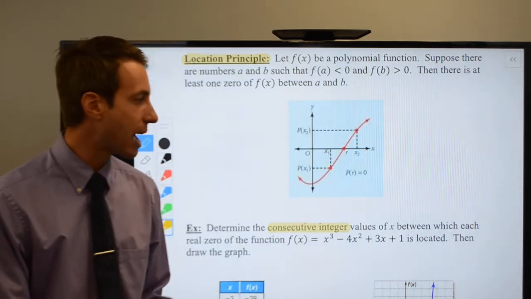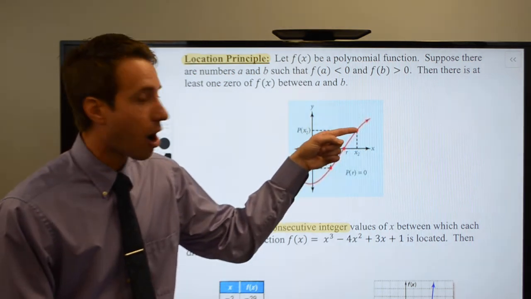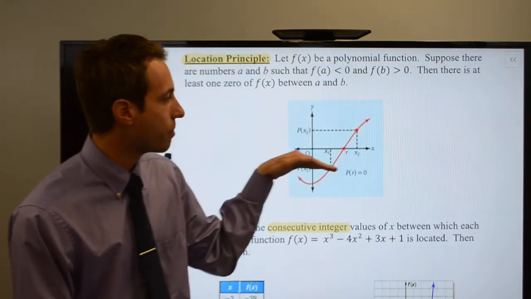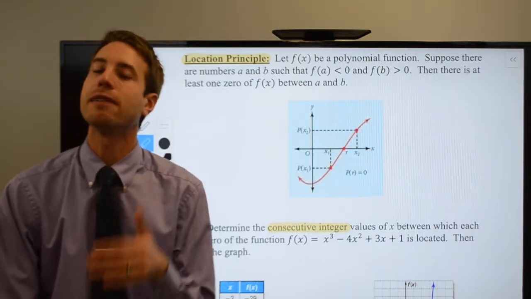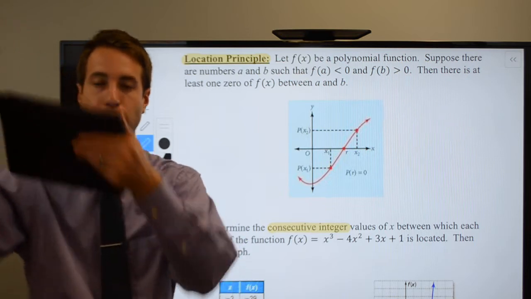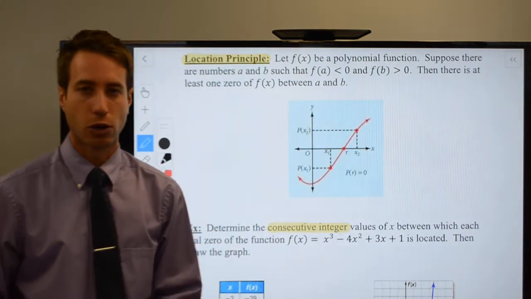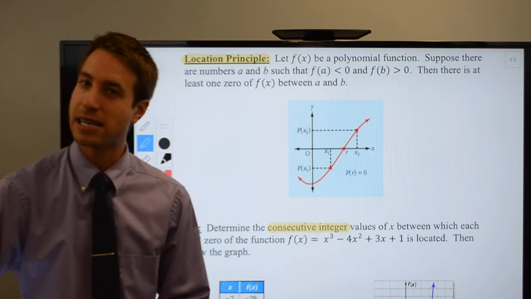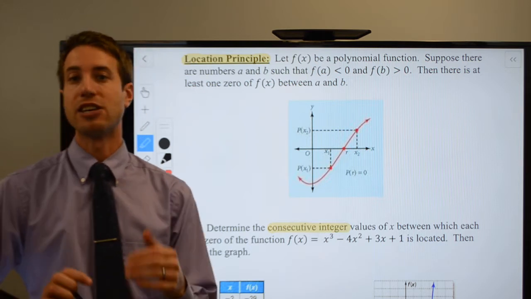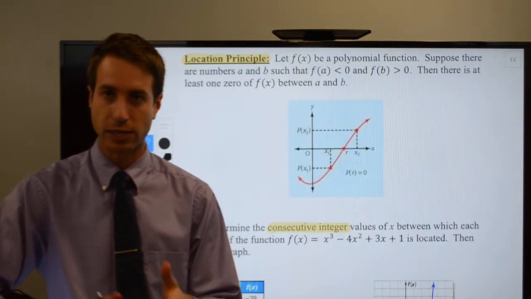And the way I know that, well, I was negative at x1. I'm now positive at x2. The only way you go from being negative to positive is if you cross the x-axis. You gotta cross the x-axis to go from being negative to positive, or the other way, from positive to negative. You must cross the x-axis. And so if that doesn't happen at integers, then you know that you have consecutive integers. You've crossed somewhere between two integers.